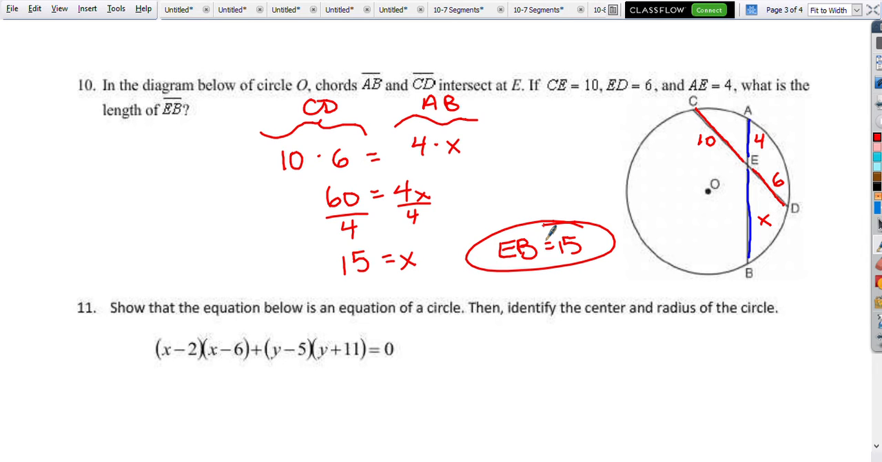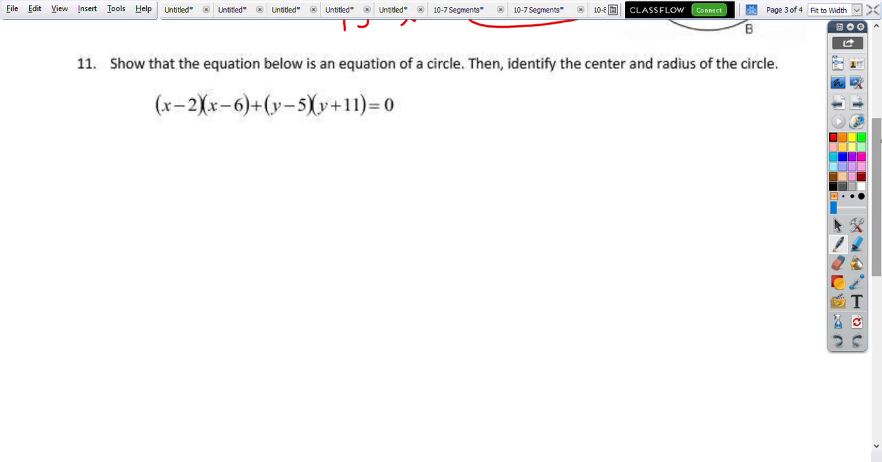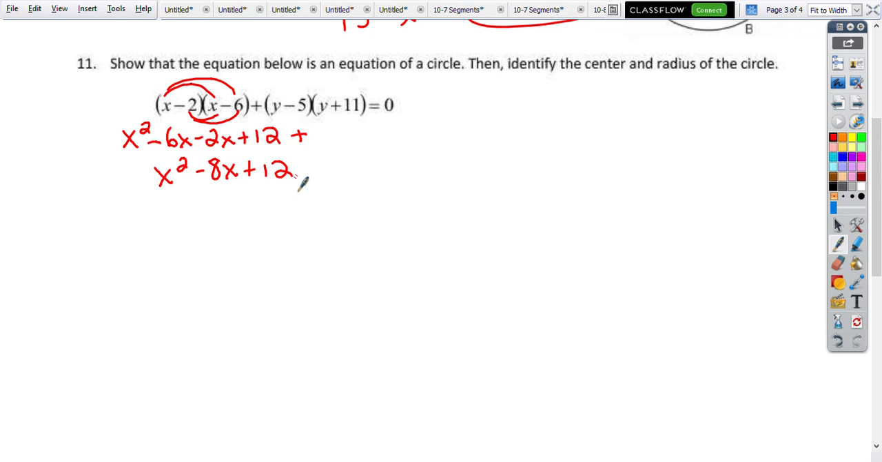All right, number 11, we want to show that this equation right here is a circle. So first thing I have to do is multiply out. So when I multiply, we do x times x, and x times negative 6. So this is x squared minus 6x. The negative 2 gets distributed second. Minus 2x and plus 12. Okay? So this is going to turn into x squared minus 8x plus 12.